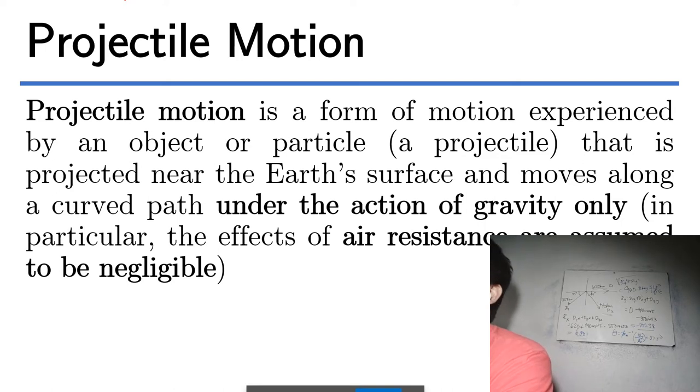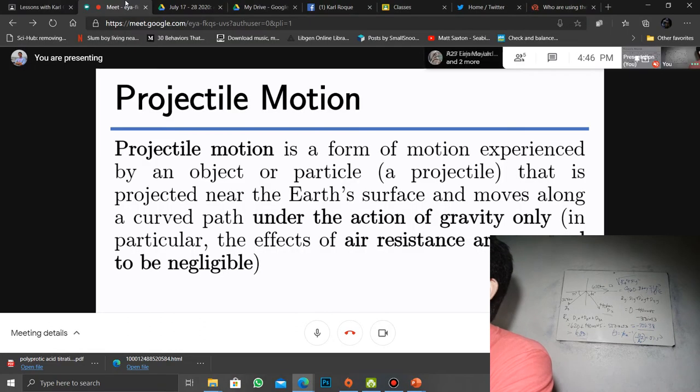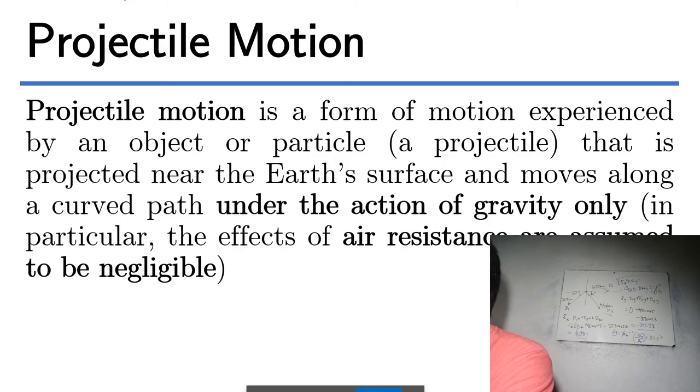Okay, next. Projectile motion. Projectile motion is a form of motion experienced by an object or particle called a projectile, projected near the Earth's surface and moving along a curved path under the action of gravity only. In particular, the effects of air resistance are assumed to be negligible. A very basic example: you throw a ball. That motion is projectile motion, because you launched it with an initial velocity.